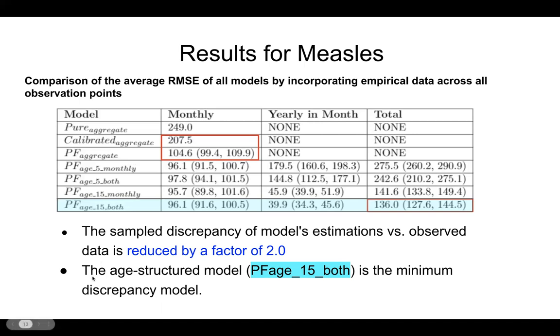And the second observation is that across all the particle filtering models, the one that uses the age structure, with the two age groups divided at age 15 and incorporating all three empirical data sets, has the minimum discrepancy. This means the particle filtering age 15 both model is the most accurate model.